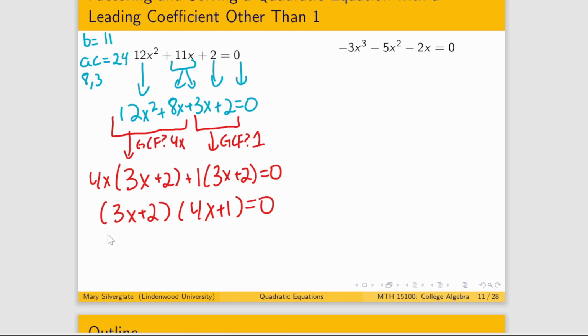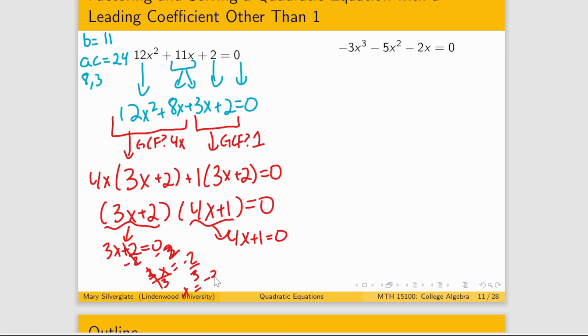Now this is ready to set up our two mini equations. So we have one that's 3x plus 2 is equal to 0, and we have another one that's 4x plus 1 is equal to 0. I want to get x by itself by first undoing any addition or subtraction. So here I undo adding 2 by subtracting 2 from both sides. So I'm left with 3x is equal to negative 2. Then I undo multiplying by 3 by dividing by 3 on both sides. So I'm left with x is equal to negative 2/3.